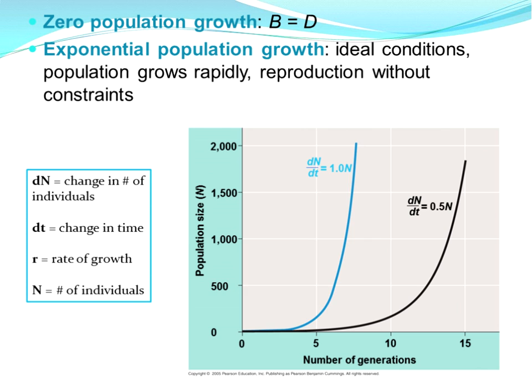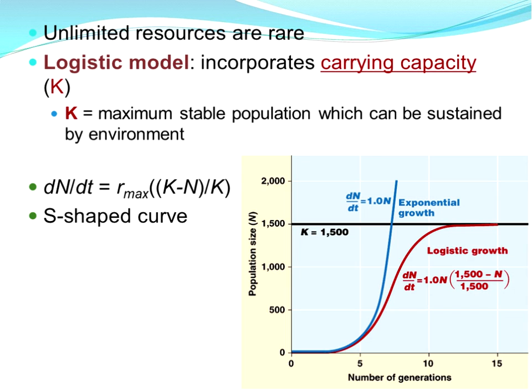And just so you know what the different letters in these equations mean, with the slope here: the dN, with capital N, represents the change in the number of individuals. The dt, with the lowercase t, is the change in time. r is the rate of growth, and N is the number of individuals. So in this case, 1 is the r, and 0.5 is the r on the black line. It's the rate of growth.